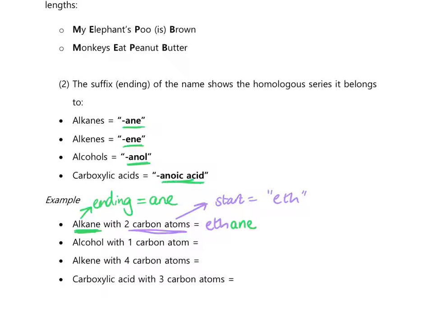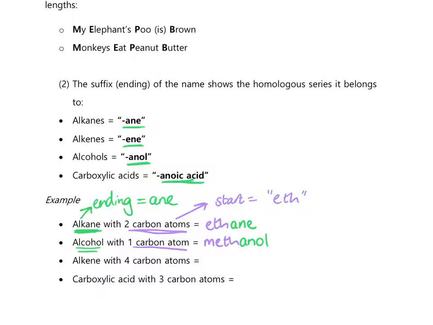So the number of carbon atoms determines the start of your name. The homologous series, the family it belongs to, determines the ending of the name. Let's do one more with you, and then I'd like you to try the others. So 1 carbon atom, that's essentially where we start. That means the prefix is going to be meth. And then it's an alcohol, so that means its ending is anol. So we put those together and we get that this organic compound is called methanol.